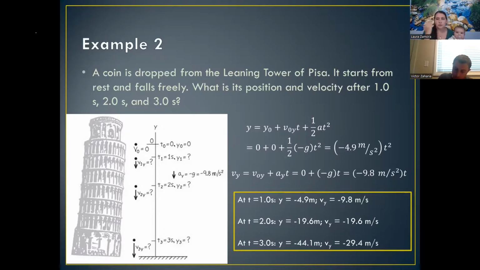You can do the same thing for 2 seconds. We just plug in t equals 2, and we'll see that we have a position of negative 19.6 meters, right? Negative again, because our initial height is 0 and it's falling downward. So a negative position, and then a negative velocity of 19.6 meters per second. Same thing for the third part, just plug in t equals 3 and you get your answers there.